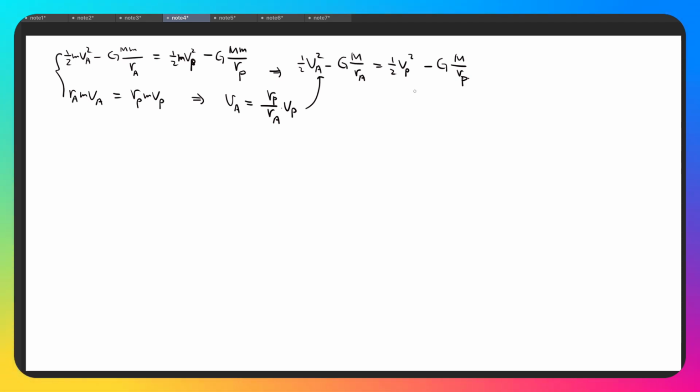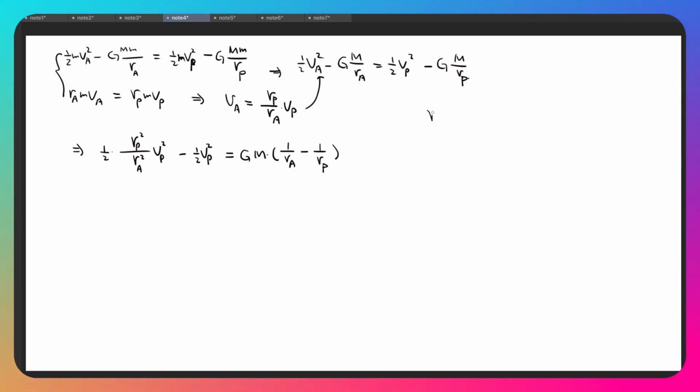And let's see what happens. Okay, so we have 1/2 RP squared over RA squared VP squared. And let's also move this 1/2 VP squared over, okay, and that equals GM times 1 over RA minus 1 over RP.